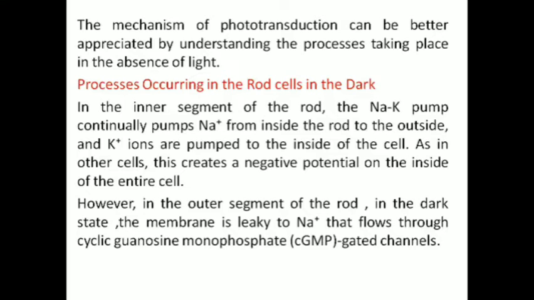It also occurs in the inner segment of the rod. As in other cells, this creates a negative potential on the inside of the cell. So you see the sodium ion is pumped out of the cell and potassium ion is pumped inside the cell. So due to this, a negative potential is generated. However, in the outer segment of the rod, in the dark state, the membrane is leaky to sodium ion that flows through cyclic guanosine monophosphate (cGMP) gated channels.